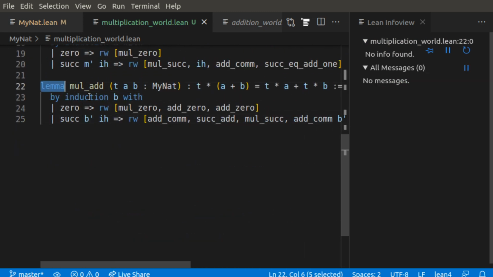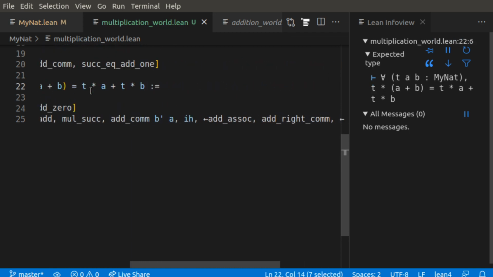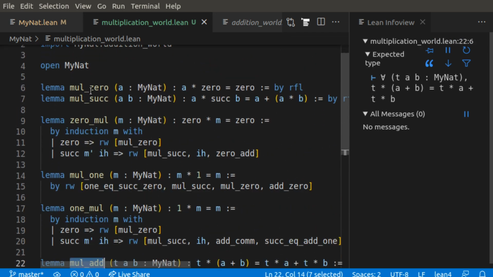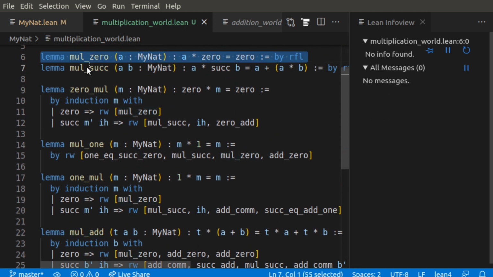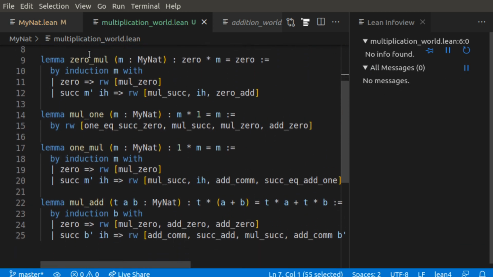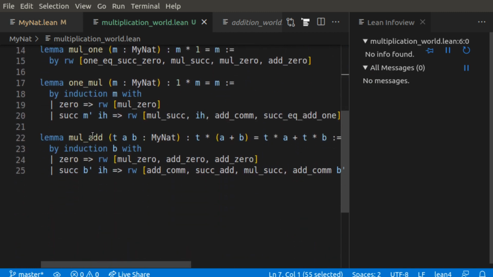Maybe there's probably a shorter way to do mul add, but this is what I was able to do. And yeah, we proved a handful of interesting lemmas, starting with our 2 axioms, and then we're going to do more next video. And in the next video, we'll do some more stuff with multiplication and get up to commutativity and associativity of multiplication.